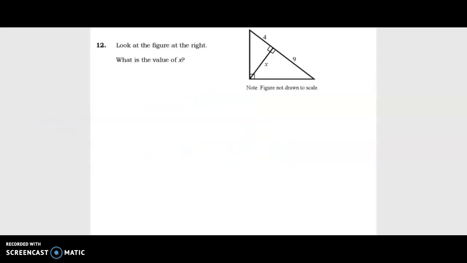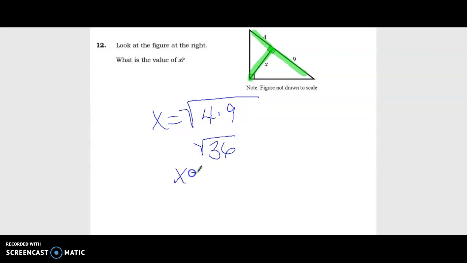Number 12, value of x. So again, start at your 90 degrees. X comes down, x touches 4 and 9. So we're going to use geometric means. So x is 6. 4 times 9 is 36. We square root that to get a value of 6.